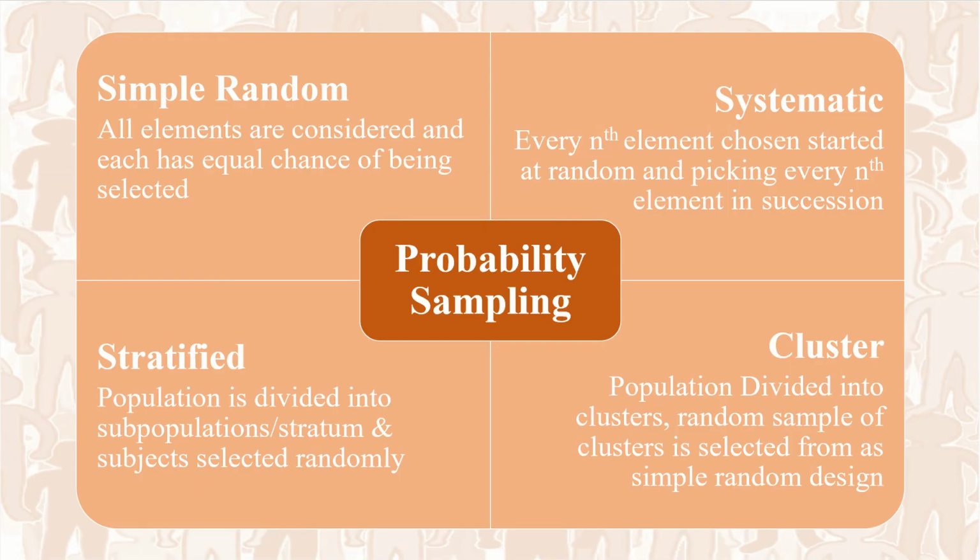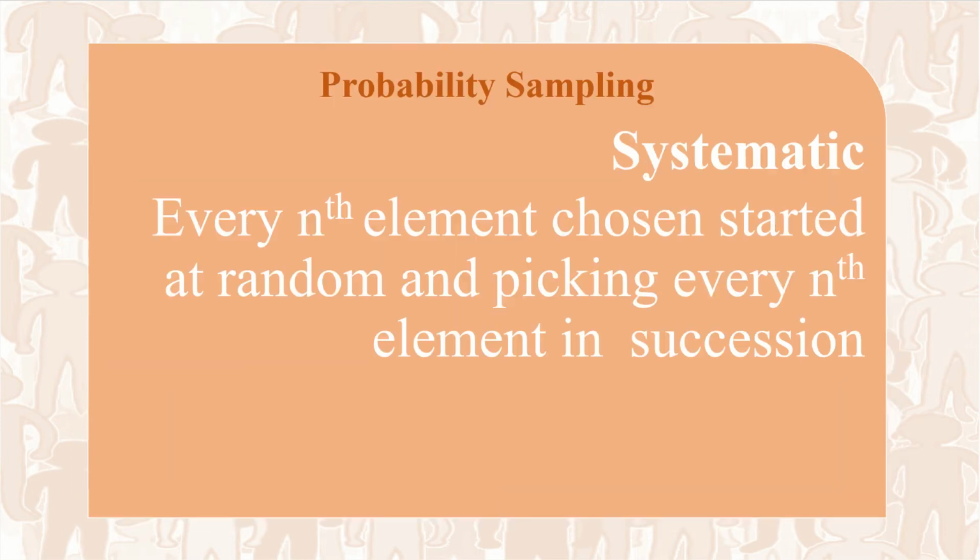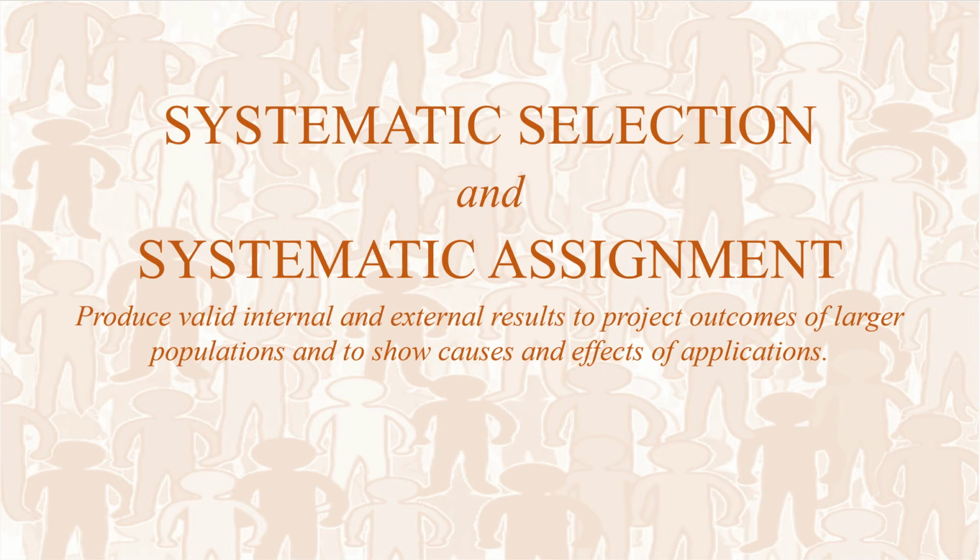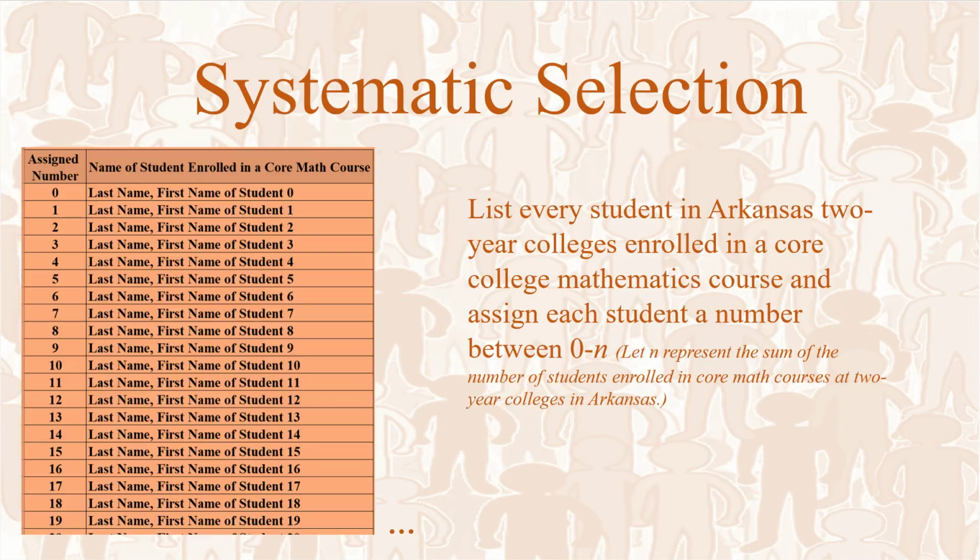We have examined random selection and random assignment. Now, examine systematic sampling. Systematic sampling starts with taking every nth element chosen from a random starting point. Now examine systematic selection and systematic assignment.